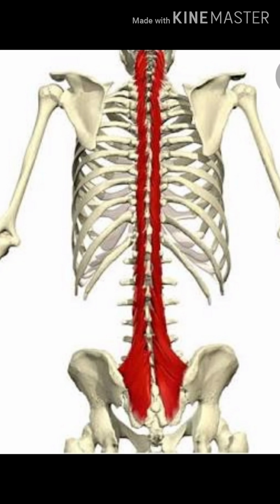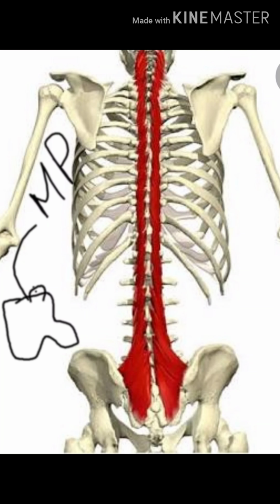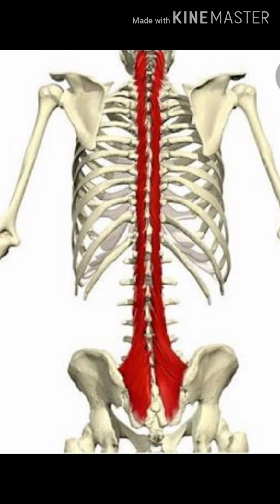Talking about the origin, insertion and the action of multifidus. It originates from the aponeurosis and the medial posterior superior iliac spine, the lateral part of the sacrum in case of sacral region, but in case of lumbar region, it originates from the mammillary process. The mammillary process is present over the superior articular facets of all the lumbar vertebrae. It is absent in other vertebrae.